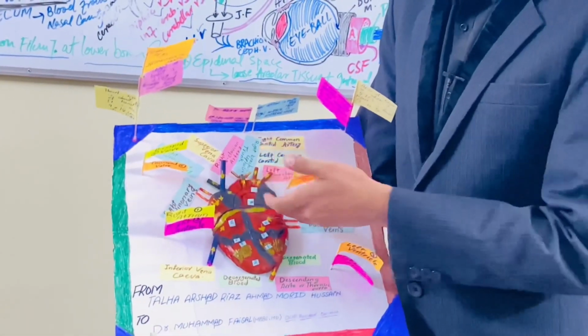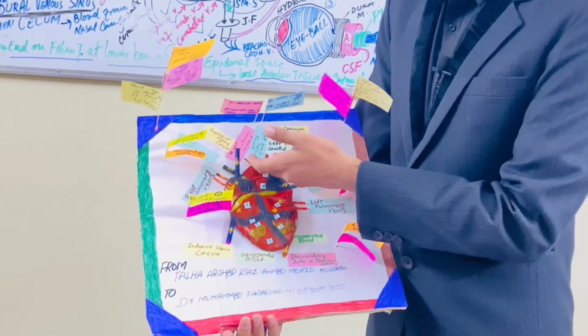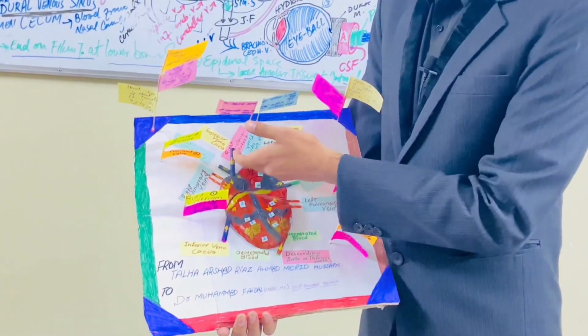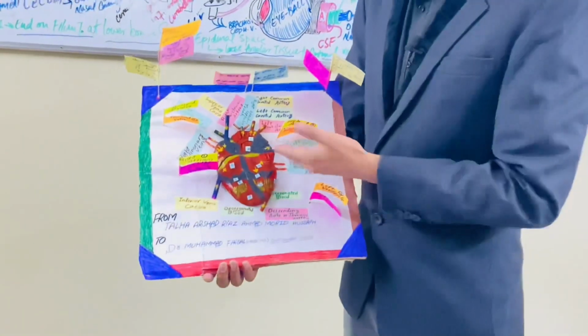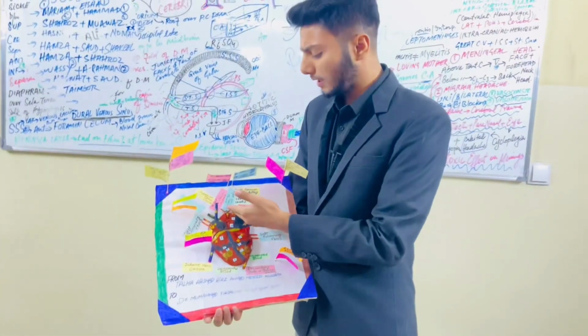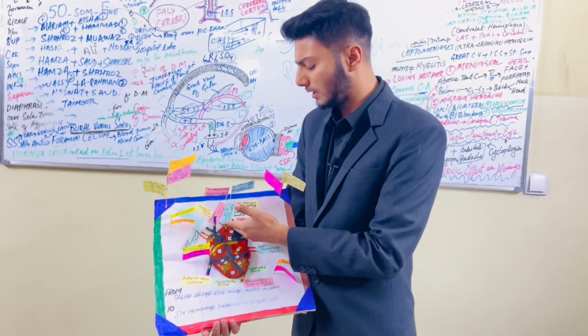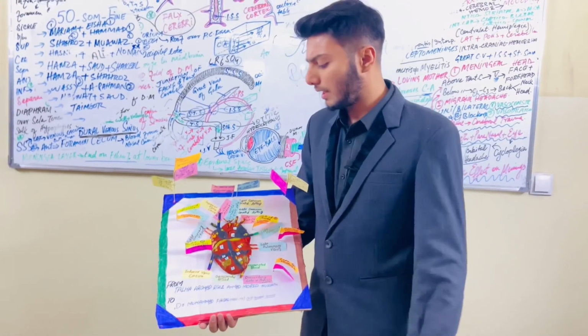This is the arch of the aorta, and there is the right brachiocephalic trunk. There is the right common carotid artery and right subclavian artery. And there is the left subclavian artery.